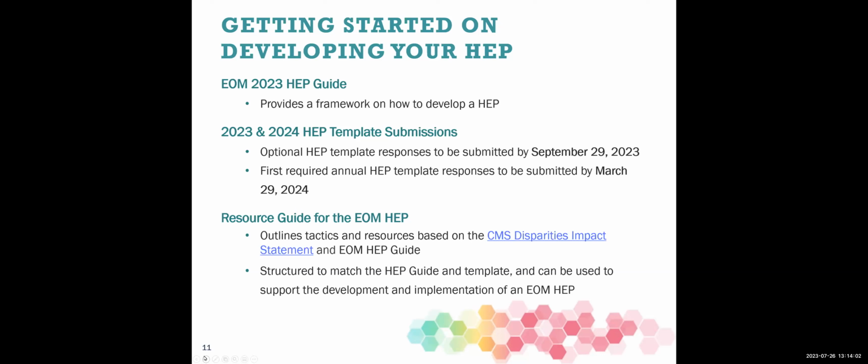Another document that you may also find helpful is the CMS OMH Disparities Impact Statement. This tool will help you to identify, prioritize, and take action on health disparities. It's also a fillable PDF worksheet with 5 steps, and it includes an action plan to help in the development of your HEP. So the resource guide outlines tactics that are based on the disparities impact statement and was designed to complement it. You can find screenshots and a link to the disparities impact statement in the appendix of this presentation.